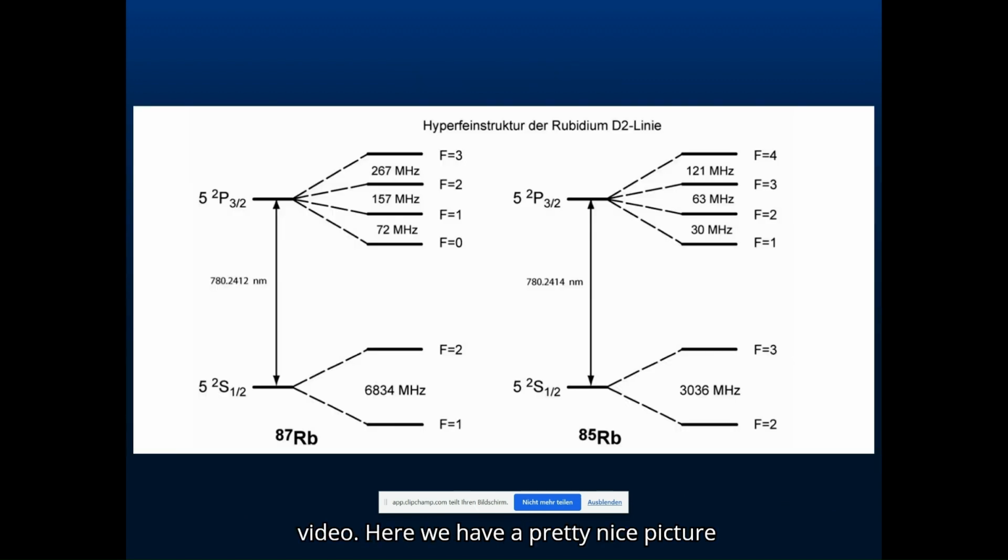Here we have a pretty nice picture showing us the different hyperfine levels of rubidium. We can see our ground state in this case has F equals 1 and F equals 2 in the case of rubidium 87. And when we look at a transition from the F equals 2 state, it can only go to the F prime equals 1 state, to the F prime equals 2 state, or to the F prime equals 3 state.